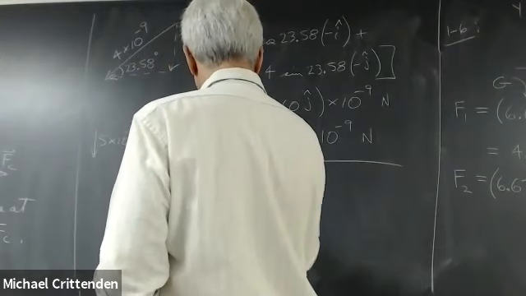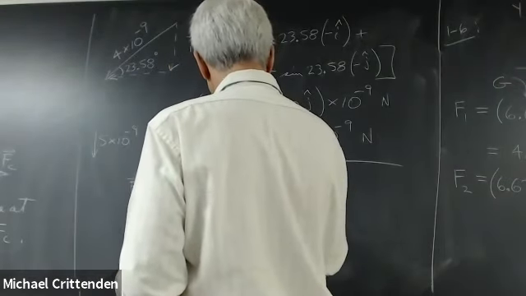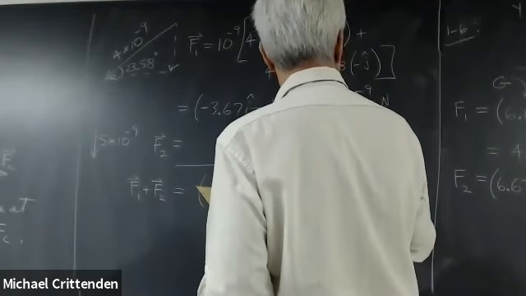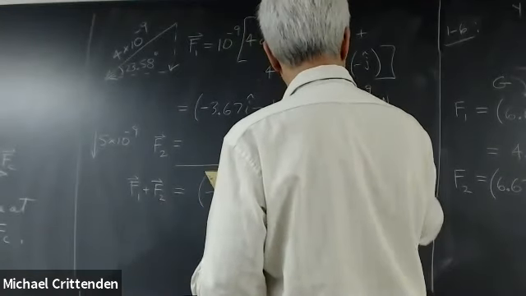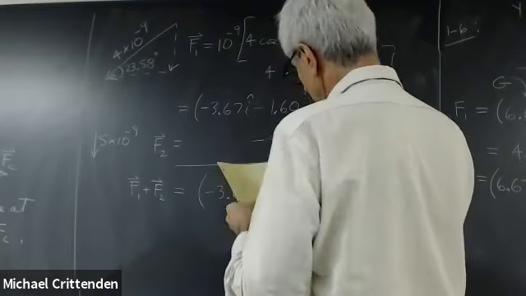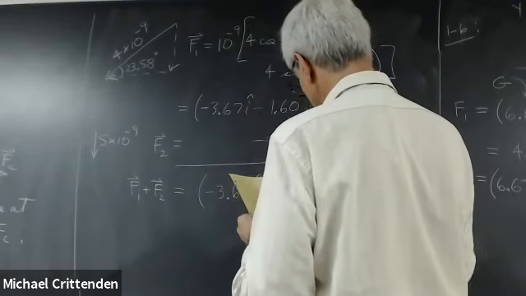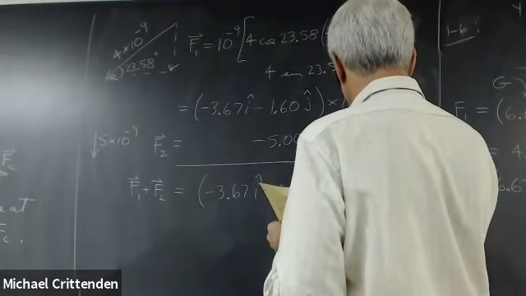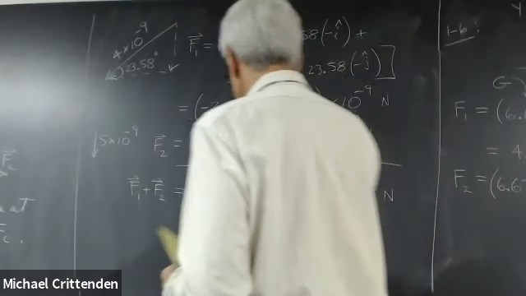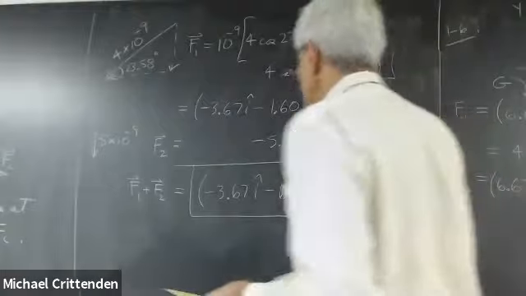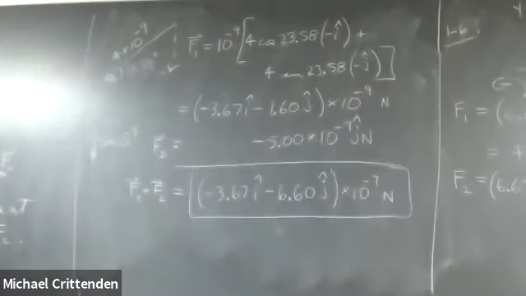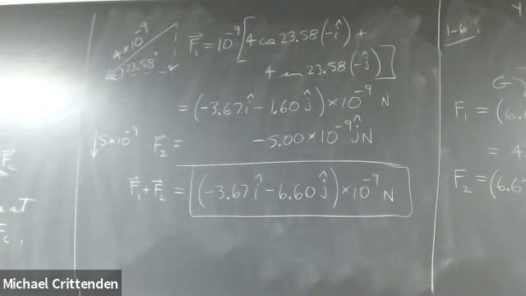Negative 3.67I minus 6.60. I left the J out of this one, didn't I? I'll slip it in there. 6.60J. And that's the answer. That is the resultant force on that mass up at the top due to the combined effect of the other two masses.